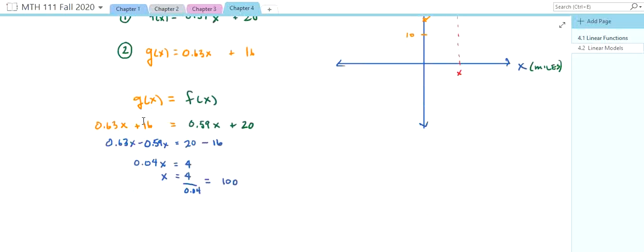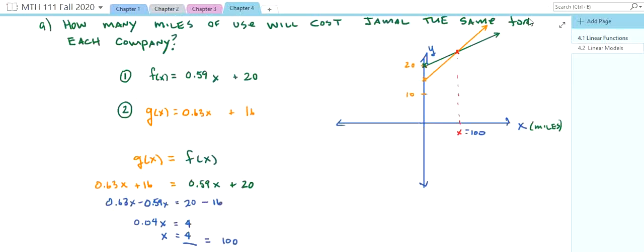So if I put the equations here, 0.63x plus 16 equals 0.59x plus 20, and then I do the algebra, I can solve for x, and x equals 100. So this x is 100, and now you can make a decision. You can see that if you're going to use more than 100 miles, the green, or company A, is the better choice because it'll leave you with less cost. And if you're going less than 100 miles, then the orange, or the second company, is the way to go.